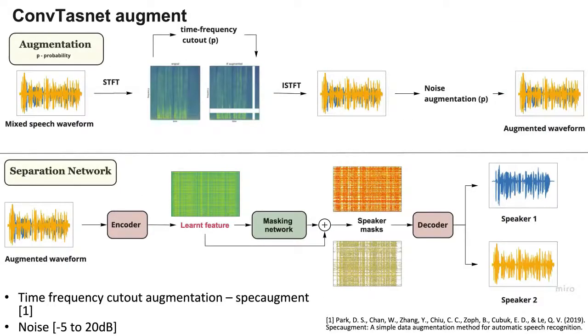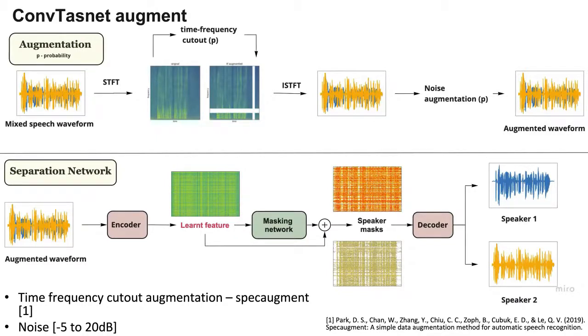Next, I will discuss the time domain data-driven approach, where I attempted to enhance the performance of separation systems in noisy environments using noise and time frequency cutout augmentation. The time frequency cutout augmentation is inspired by the SpecAugment paper and involves taking out random time and frequency bins from a spectral representation before feeding to the network.